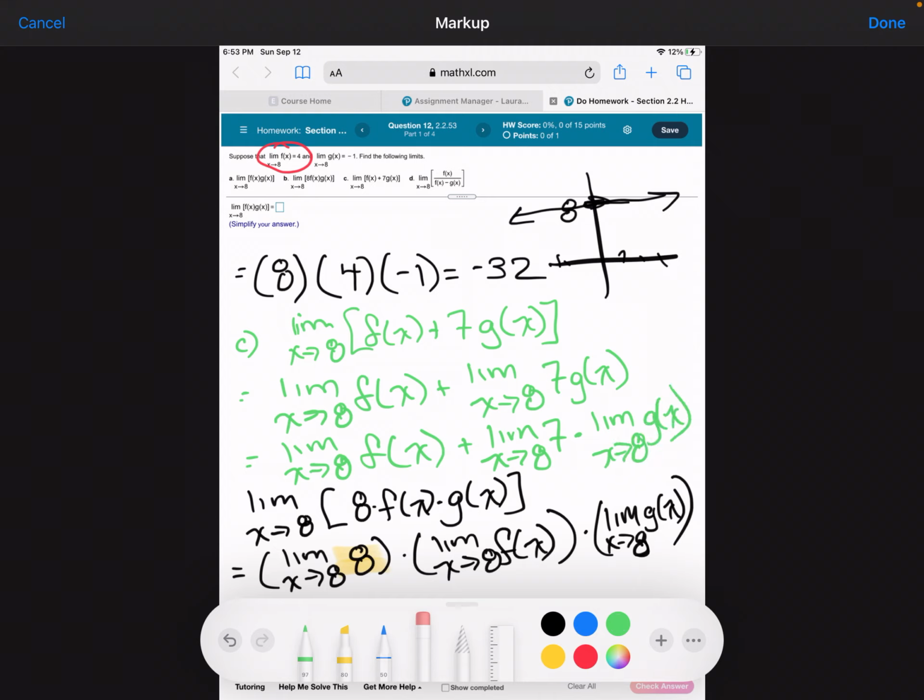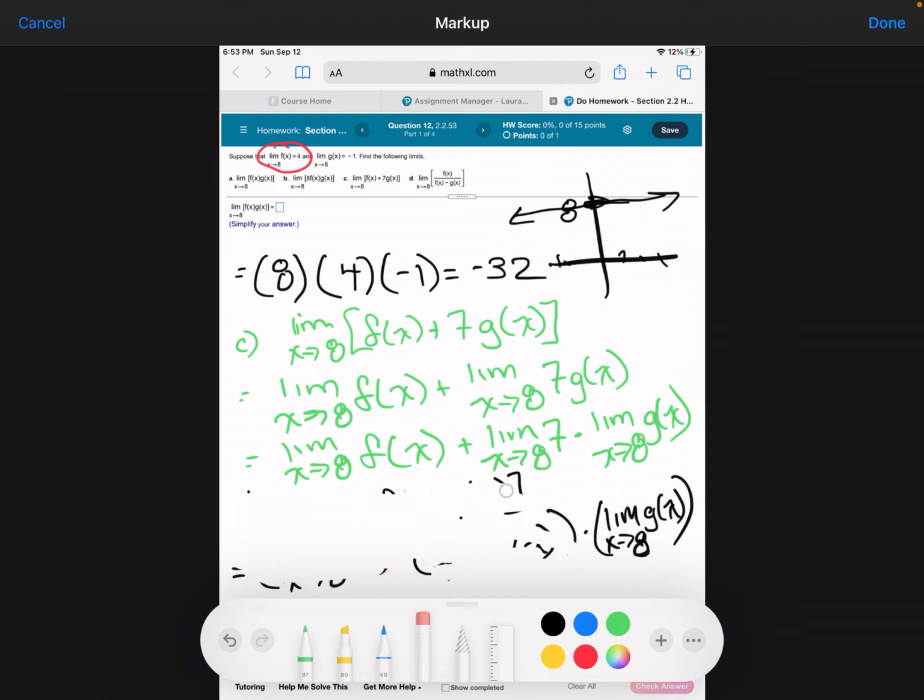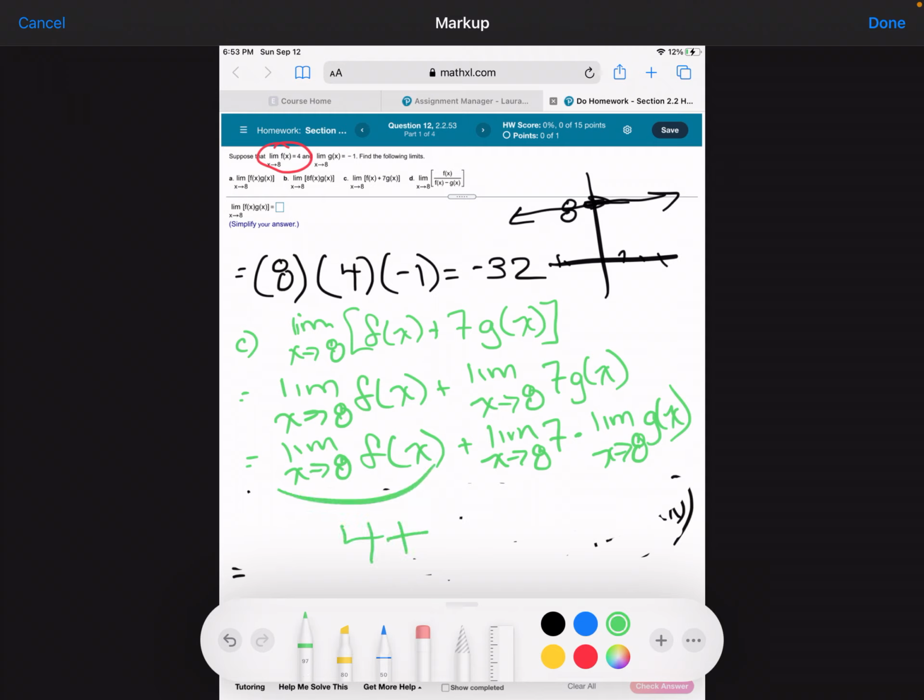All right, so then we use... And so then we know that this one is a 4. Here's a constant, so we know it's 7.